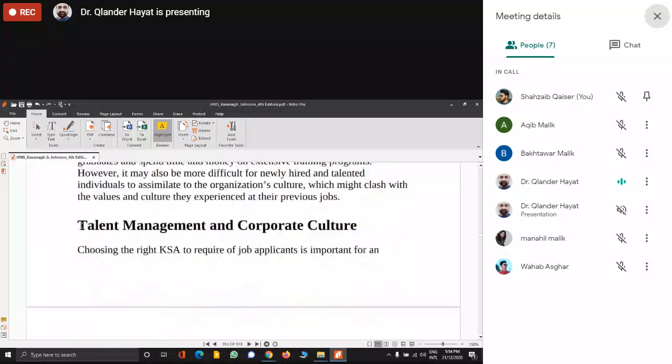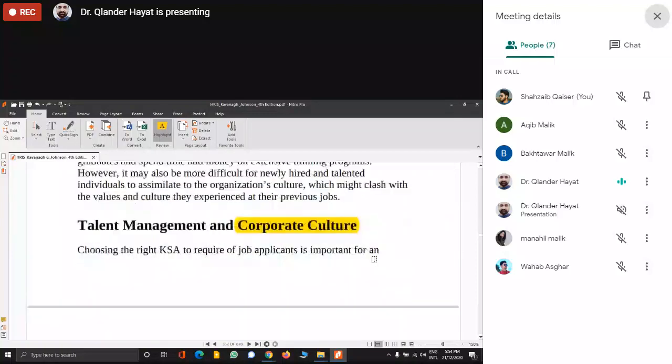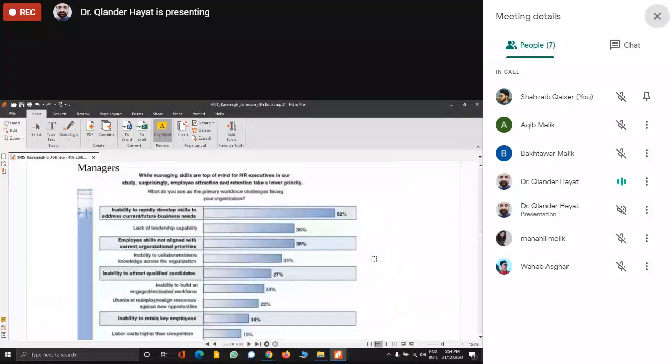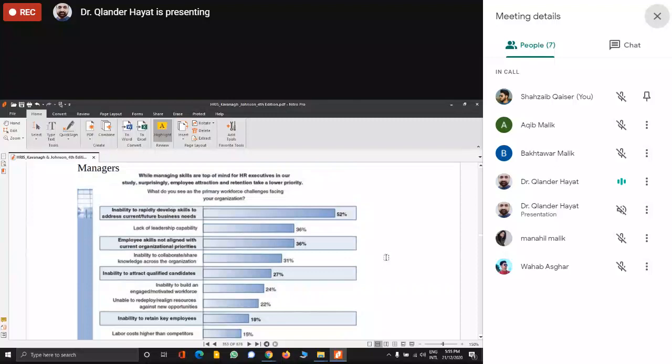Okay, now comes corporate culture. How is corporate culture related to the organization's talent management program? You have studied culture in many subjects and from many perspectives. If you look at this diagram, you can identify different cultural perspectives which can play a role in attraction, retention, and low priority. For example, inability to rapidly develop skills to address current or future business needs.